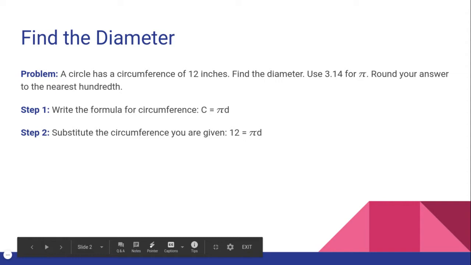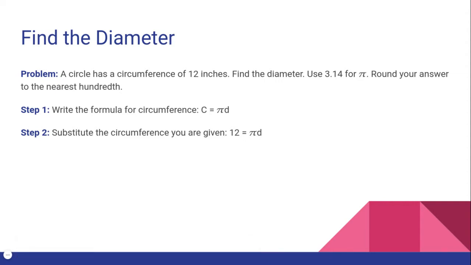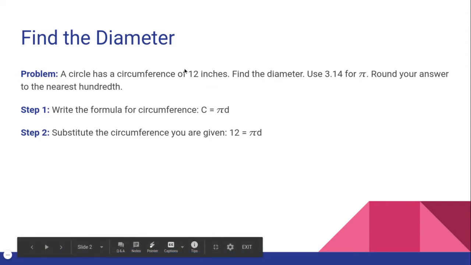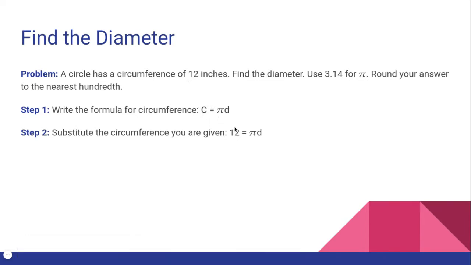Step 2, you're going to substitute the circumference that you are given. So we are given a circumference of 12 inches, so I'm going to substitute 12 for C. Since I'm given a value of 3.14 for pi, I'm going to substitute 3.14 for pi in my equation.